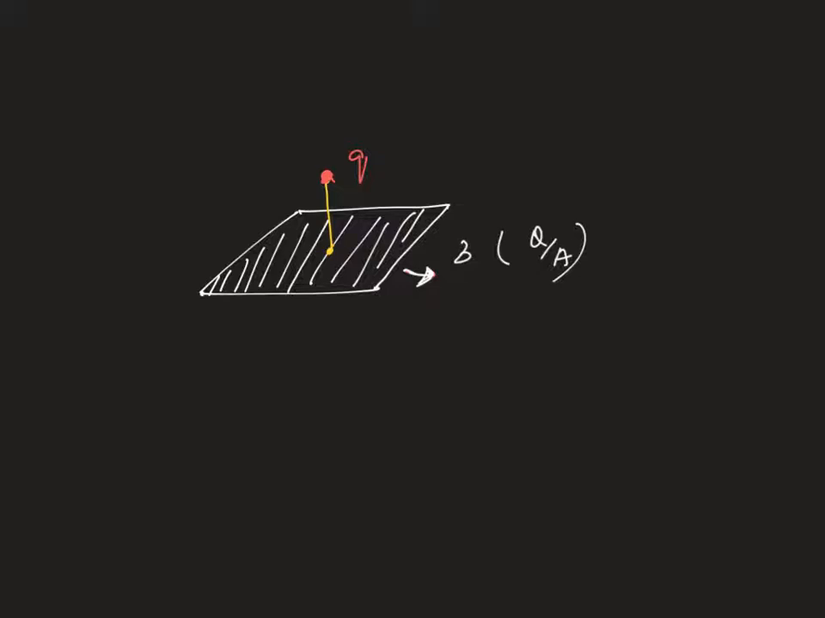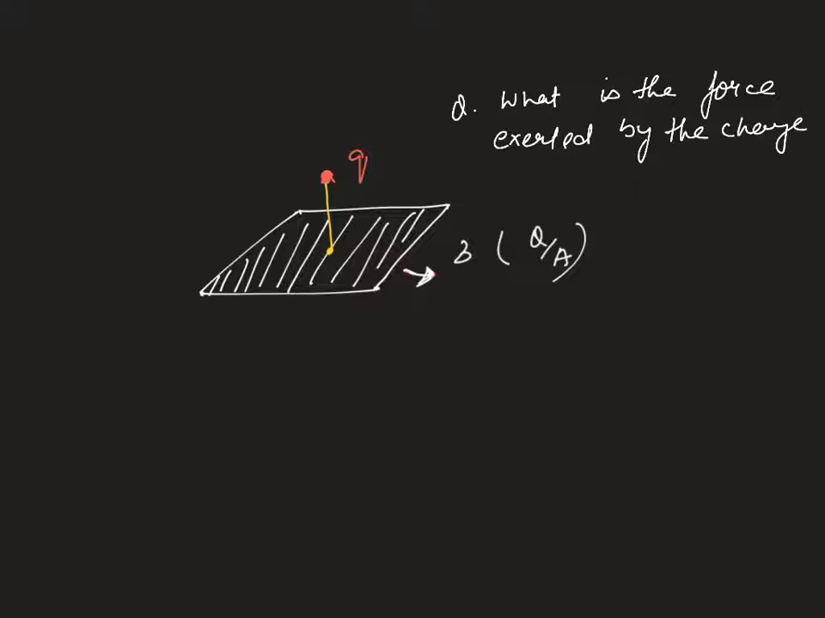So this is a square surface, and there is a charge here. The square surface is itself charged, with charge q upon area. And this is the question, and the question is really very interesting. What is the force exerted by the charge on the square surface?